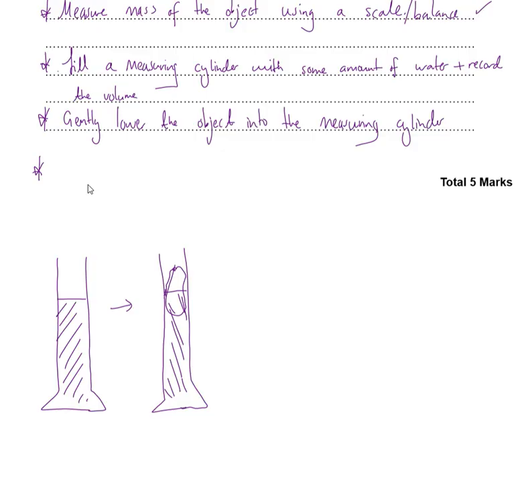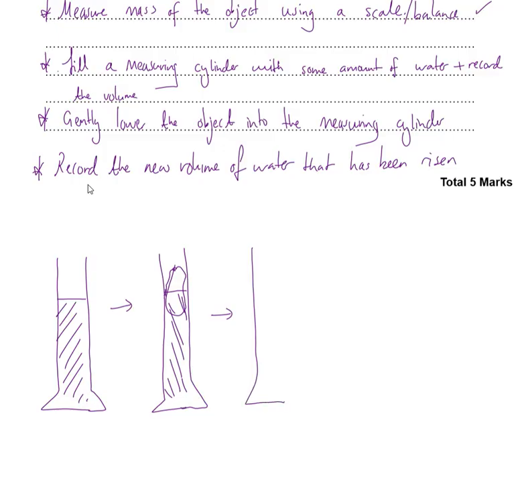Good. Now what we're going to notice is that the water level rises. So we're going to record the new volume of water that has risen, because we've lowered the object slowly. So what happened is the volume has risen now. So we've got the object down.